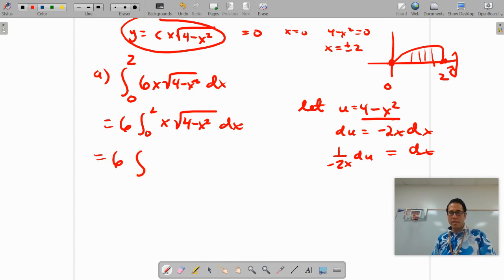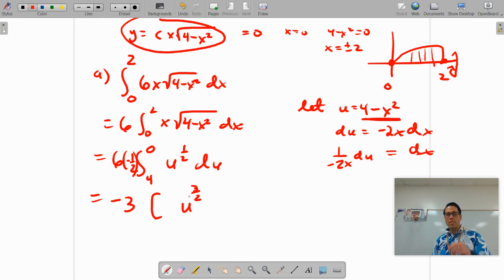If I plug a 0 into that guy, I get 4. If I plug a 2 into this guy, I get 0. They're backwards, but who cares, right? I'm going to bring the negative 1/2 out in front. The x's actually would cancel each other out. So I just get the square root of u, or u to the 1/2 du. Not bad, right, class? Negative 3 out there. The antiderivative of u to the 1/2 would be add 1, which would be 3/2. And then I would multiply by the reciprocal, which I'm going to bring out in front. Oh, they are just hooking us up.